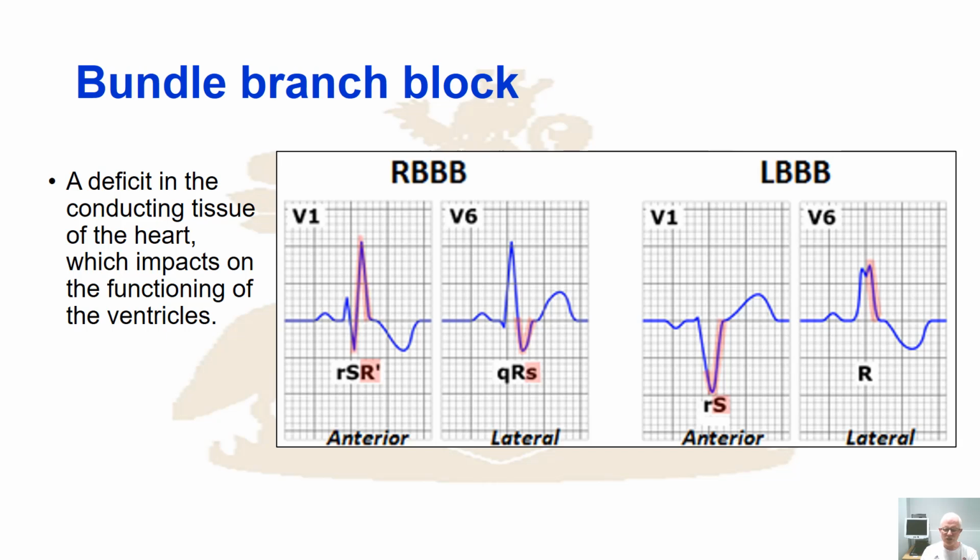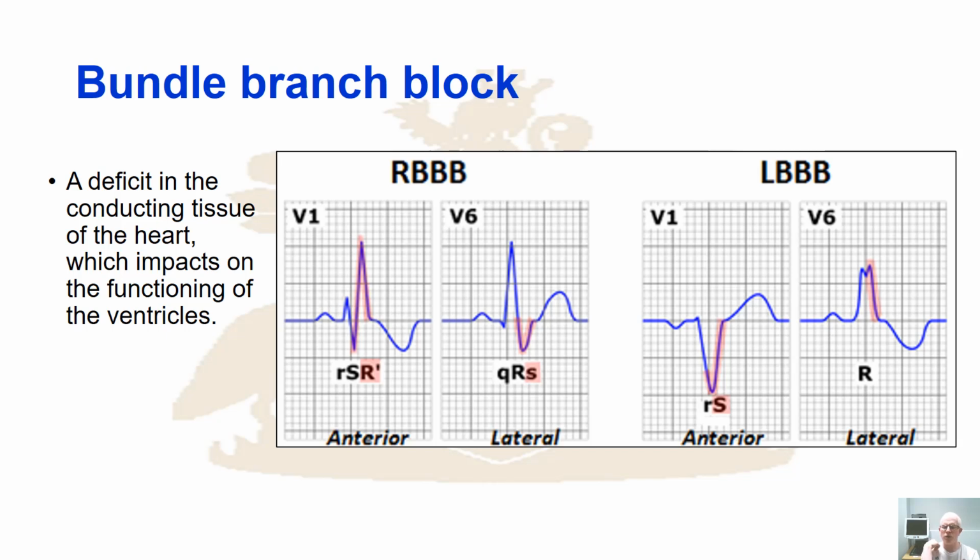What about this one? Well, this is an interesting one. So here we've got what's referred to as a bundle branch block. What the bundle branch block does, it's involved in the way in which the ventricles operate, the contraction and the relaxation. And we've got two views here. Again, this relates to the fact that the heart is a three-dimensional object. So in this example, we've got an anterior and a lateral view of the heart. And you can get both left bundle branch block and right bundle branch block.